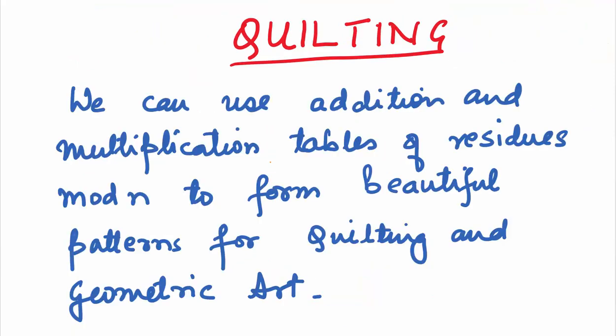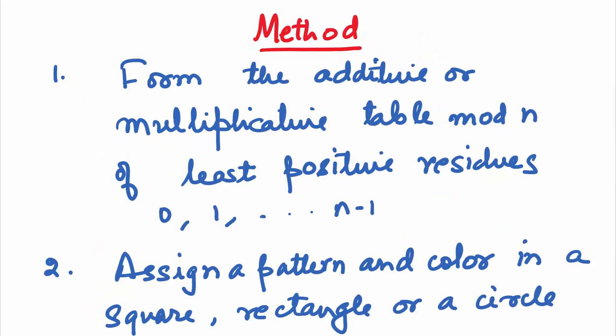is 1. Lastly, coming to quilting, we can use addition and multiplication tables of residues modulus n to form beautiful patterns for quilting and geometric art. So what do we do? First thing we do is form the additive or multiplicative table modulus n of least positive residues 0, 1 to n minus 1.